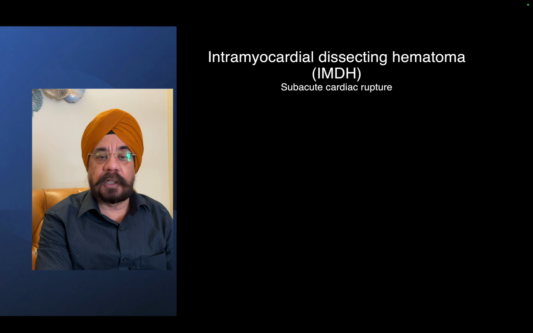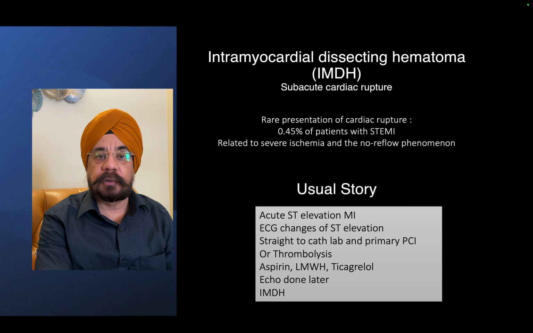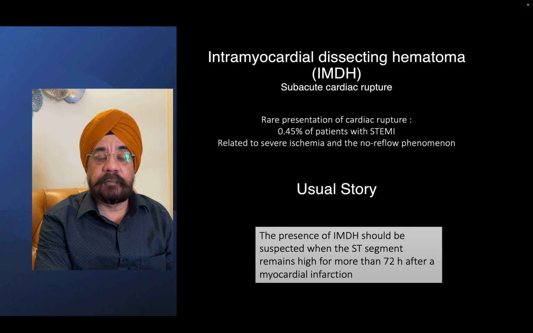Now, this is actually a subacute form of a cardiac rupture. It's a rare manifestation. It happens in about 0.4% of myocardial infarction cases, and it's related to a reperfusion kind of injury. The usual story is the patient comes with acute myocardial infarction, you do an enzyme, you take the patient to the lab, and with an ST elevation you do a primary PCI, or in case the patient presents a little late, you can give thrombolytic therapy, and then you do an echo on the second, third day. That's the usual story. And once you do an echo, you might find something like what you've seen.